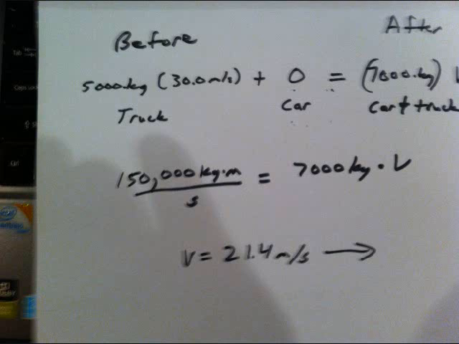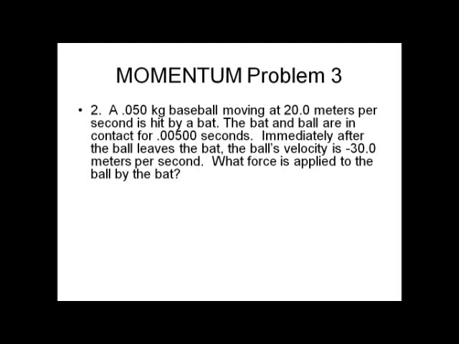And we set that equal to the after side, which is 7,000 kilograms times the velocity. Finally, we divide both sides by 7,000 kilograms, and that gives us a velocity for the combined mass of 21.4. Again, that total velocity is 21.4 meters per second.